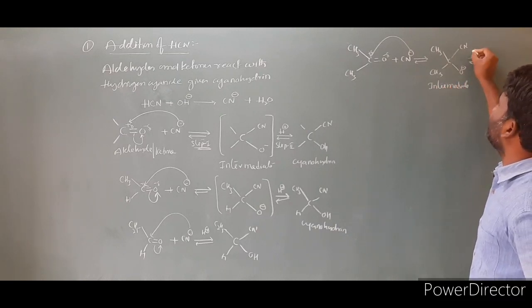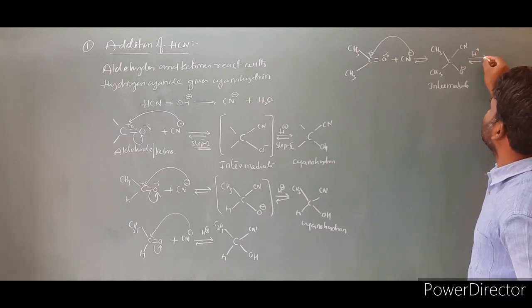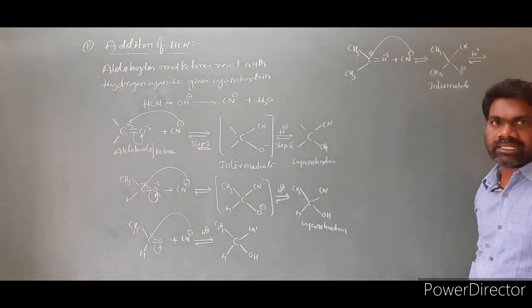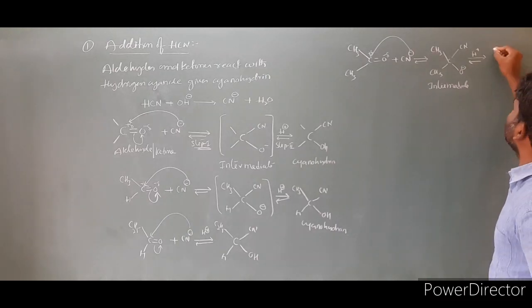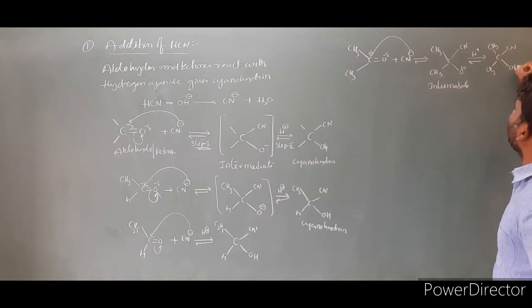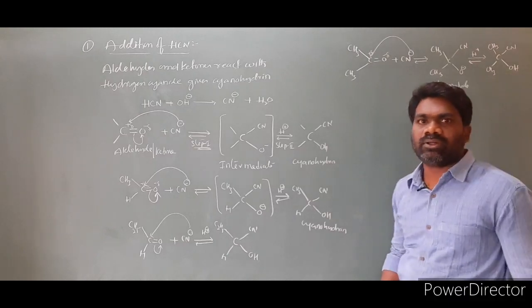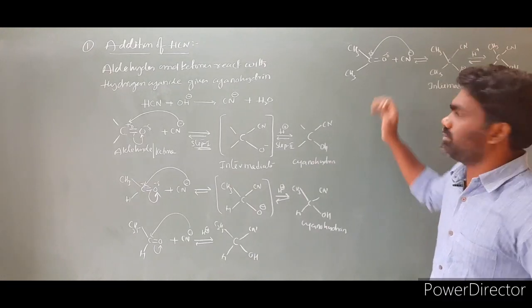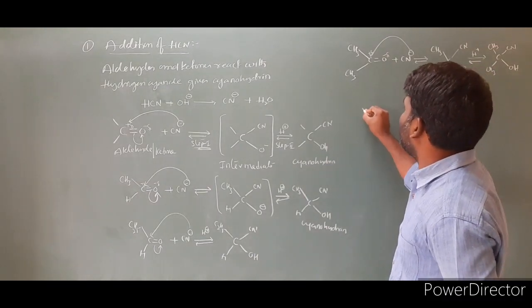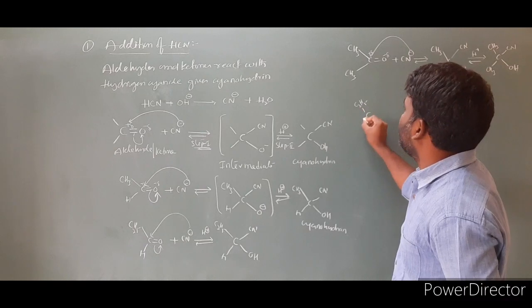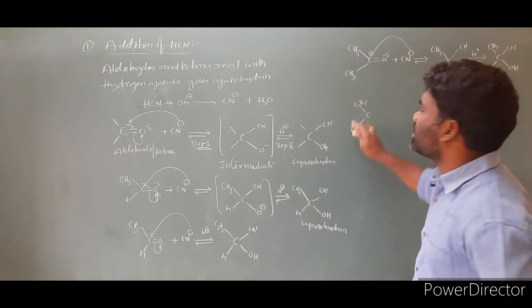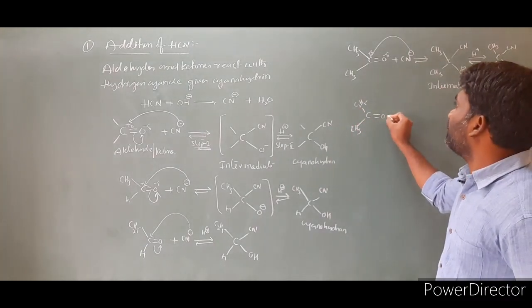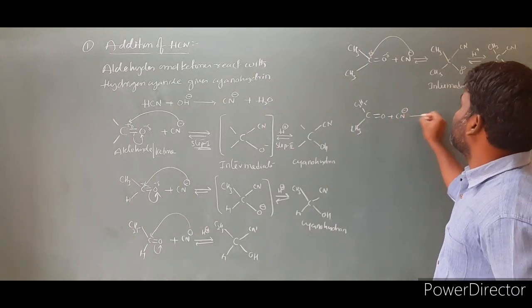This will capture the proton from the reaction medium, H plus. Then the product is CH3 remains, CN, and this is OH. So the product is cyanohydrin. So this is the reaction of addition of HCN to ketones. We will take one more example. I will write directly C2H5, and here I am taking CH3. I changed the alkyl group, double bond O, plus CN minus.